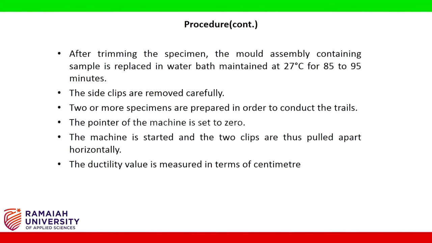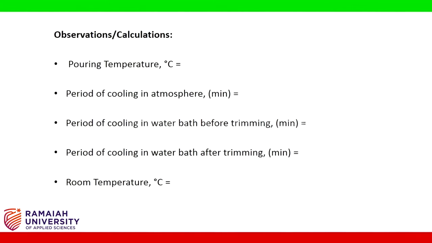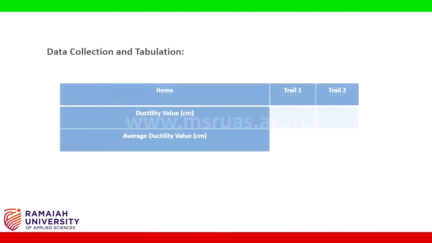The pointer of the machine is set to 0. The machine is started and the 2 clips are then pulled apart horizontally. The ductility value is measured in terms of centimeters. Observations and calculations in terms of pouring temperature, period of cooling in atmosphere, period of cooling in water bath before trimming, period of cooling in water bath after trimming, and room temperature are made. Data collection and tabulation is as shown in the table.